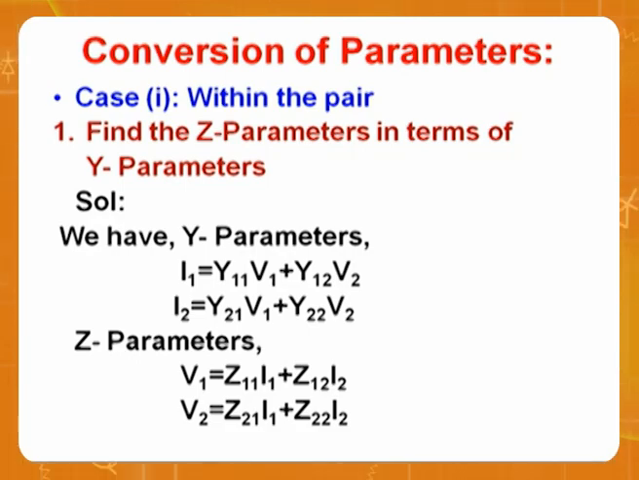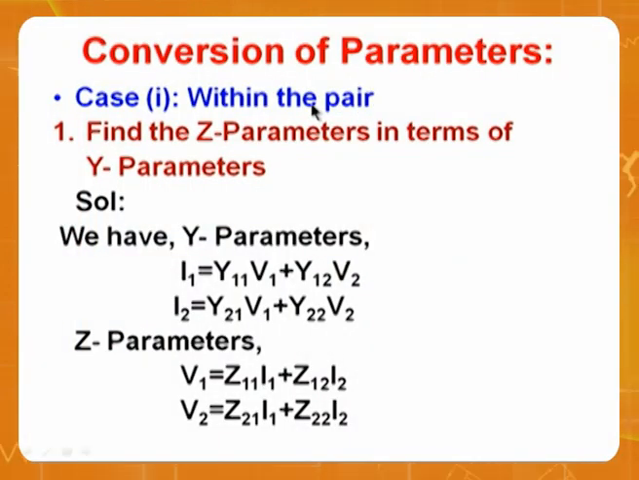First, having done the definition part, we can do anything here. How to convert from one parameter to another parameter? Conversion of parameters. I have divided this into two cases. Case 1, within the pair. As I told you, there are 6 parameters and each one has another pair. Therefore, if I convert into pairs, we have 3 pairs in total: Z and Y is one pair, H and G another pair, ABCD and inverse another pair. Each one is an inverse of the other, so we can directly go for the inverse.